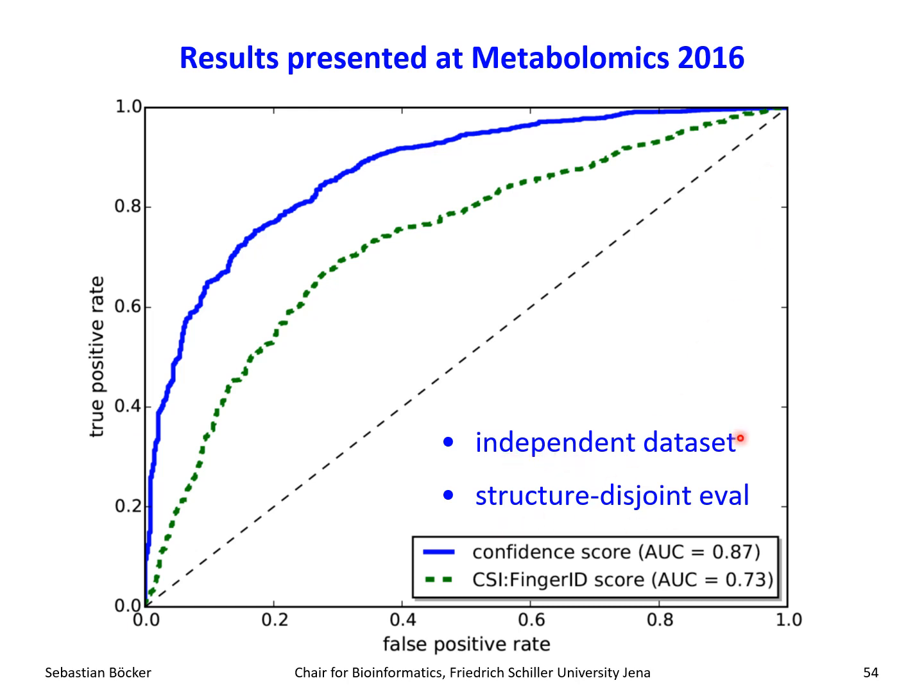We did that for independent data sets. We used structured disjoint evaluation. I talked about that at much length in the CSI FingerID talk, why this is important. So we thought we had done everything that you could possibly do to avoid overfitting. So we were super happy with that.